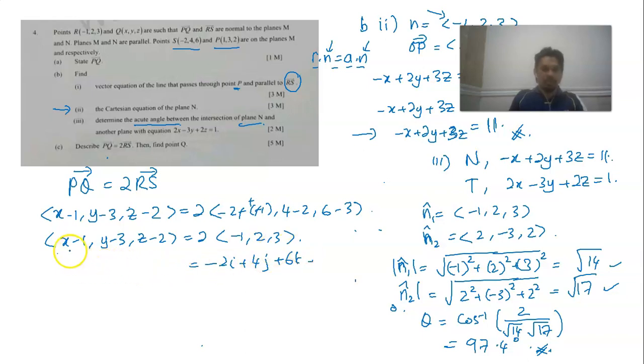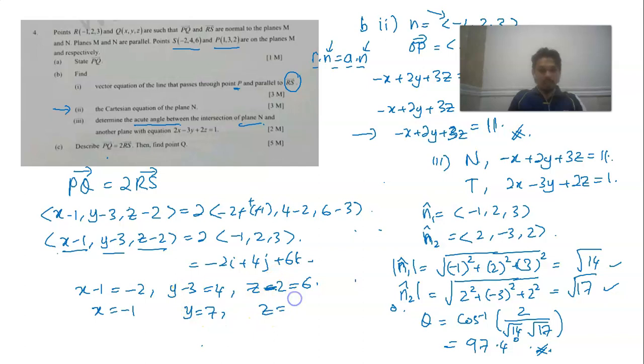So we compare: x minus 1 equals -2, y minus 3 equals 4, and z minus 2 equals 6. So x equals -2 plus 1 equals -1, y equals 4 plus 3 equals 7, and z equals 6 plus 2 equals 8. So Q is (-1, 7, 8). There you go.